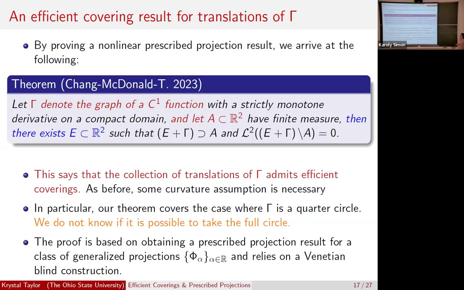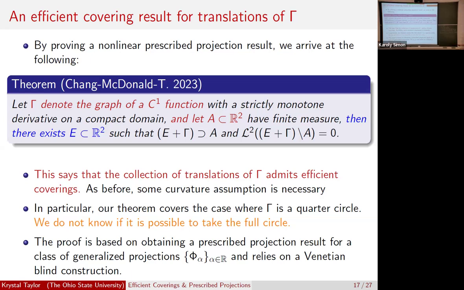So by proving a nonlinear prescribed projection result, as we just saw, we have to do the work still, but we arrive at the following theorem. Let gamma denote the graph of a C1 function with strictly monotone derivative on a compact domain. I'll come back to why we need that. So gamma is the graph of a C1 function. For instance, maybe it's the top quarter of the unit circle. Then let A in R2 have finite measure.